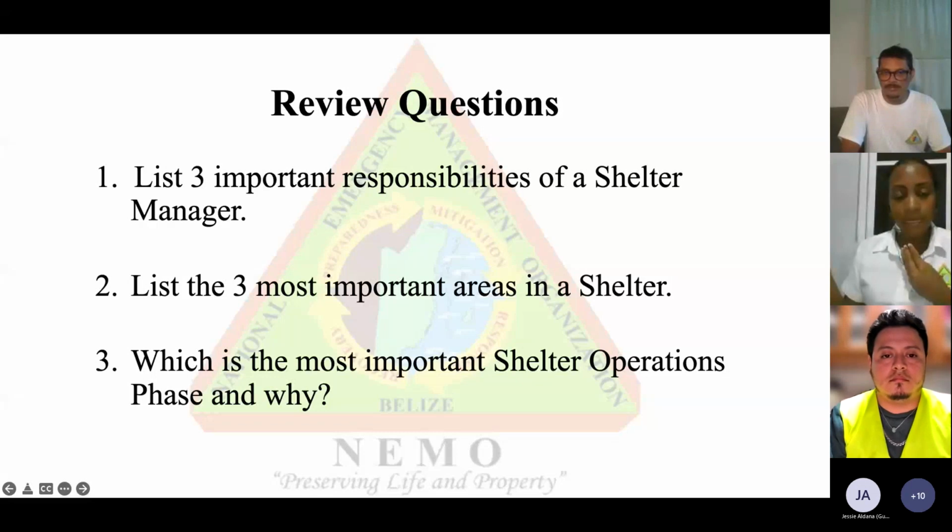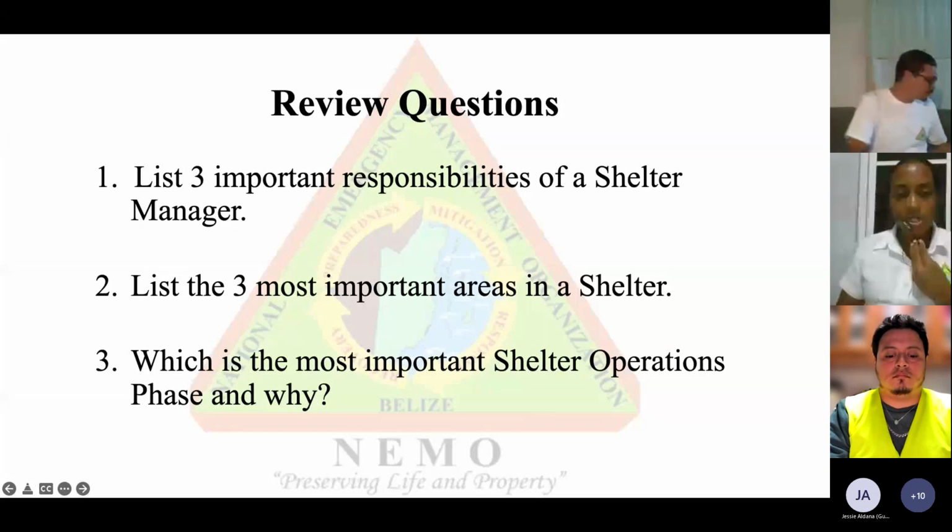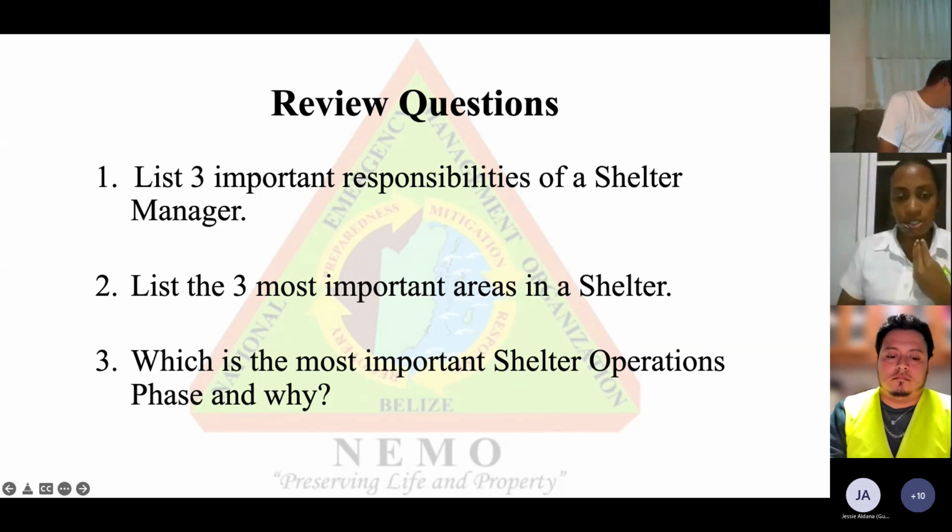Okay, moving on to the last question. We have the shelter operations phases, which I just mentioned. Which is the most important shelter operation phase, in your opinion, and why? We could just have maybe one person answer this question.